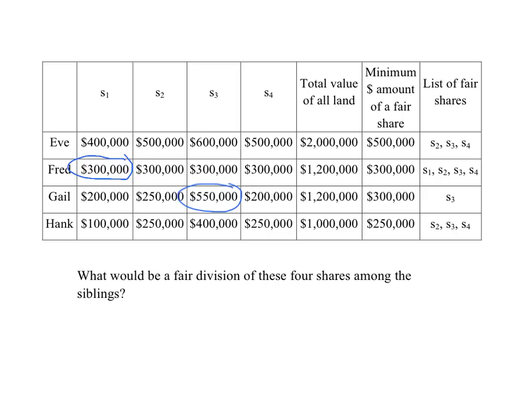That leaves us giving Eve S2 or S4 and giving Hank the other one. We can do this in either way. We can give Eve S2 and then Hank S4 and then everyone's happy, or we could have done it the other way around. We could have given Eve S4 and Hank S2. From the point of view of just making sure that everyone gets a fair share to them, this is perfectly fine, and the other way is perfectly fine. We're not worried beyond just making sure everyone gets a fair share for them.